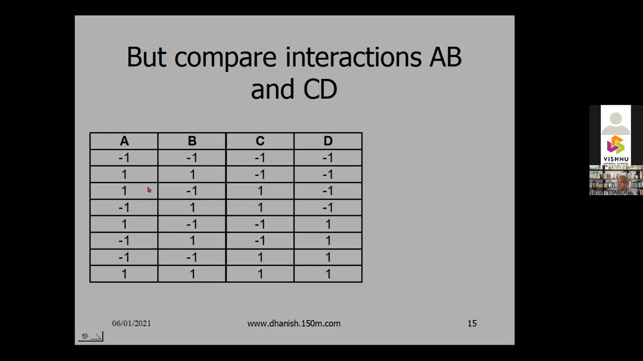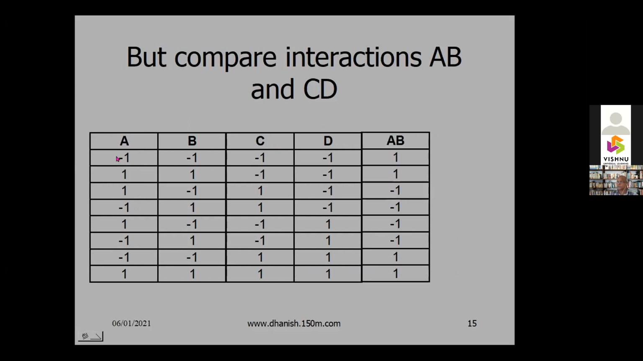So this was the design. Now let us see, take A into B. So AB is minus 1 into minus 1, 1, 1 into 1, 1, 1 into minus 1, minus 1, minus 1 into 1, minus 1, 1 into minus 1, minus 1, minus 1 into 1, minus 1, minus 1 into minus 1, 1, 1 into 1, 1.